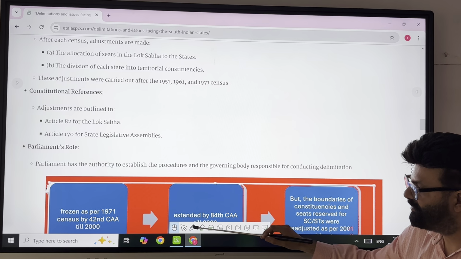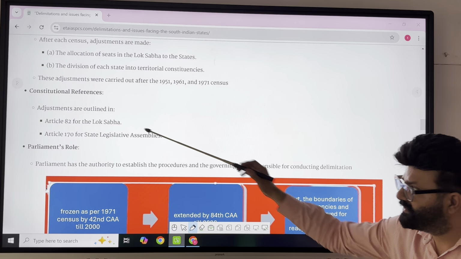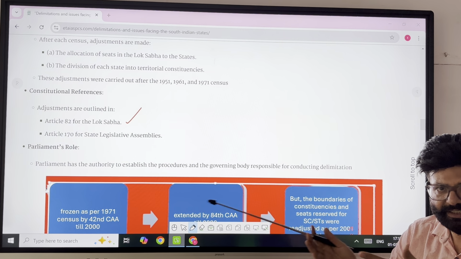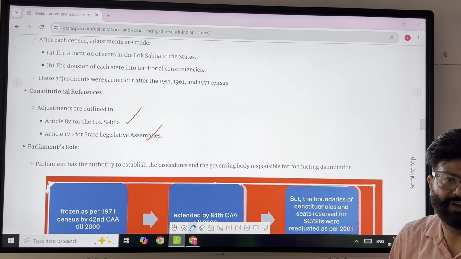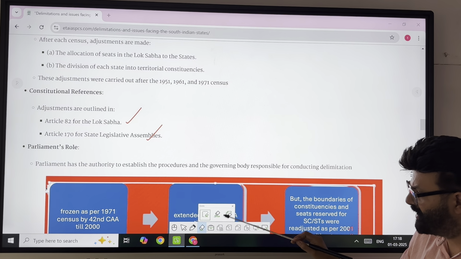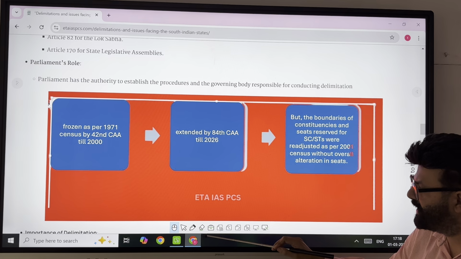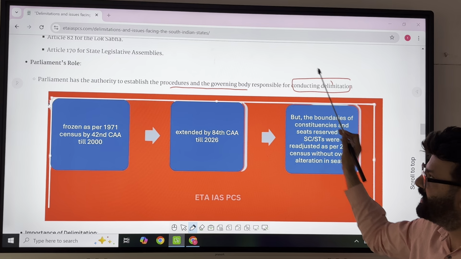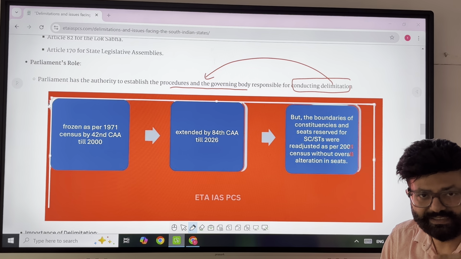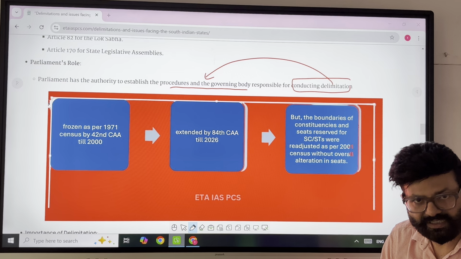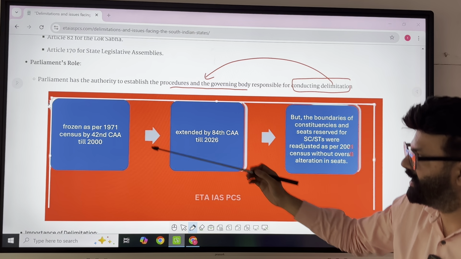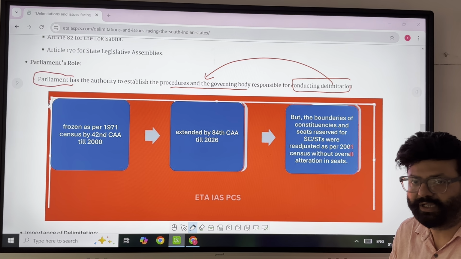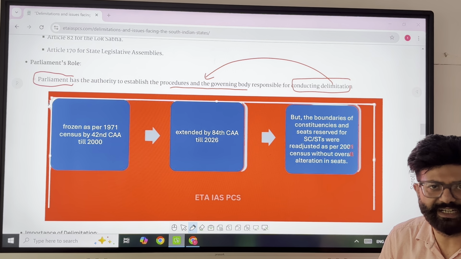Now, what are the constitutional references? You have to remember, whenever any delimitation is done, Article 82 provides for the delimitation criteria for the Lok Sabha, whereas in the context of the state legislature the article is 170. Now, what is the Parliament's role? Parliament has the authority to establish the procedures and the governing body responsible for conducting delimitation. So, the procedure and governing structure regarding delimitation is provided by none other than the Parliament of India.